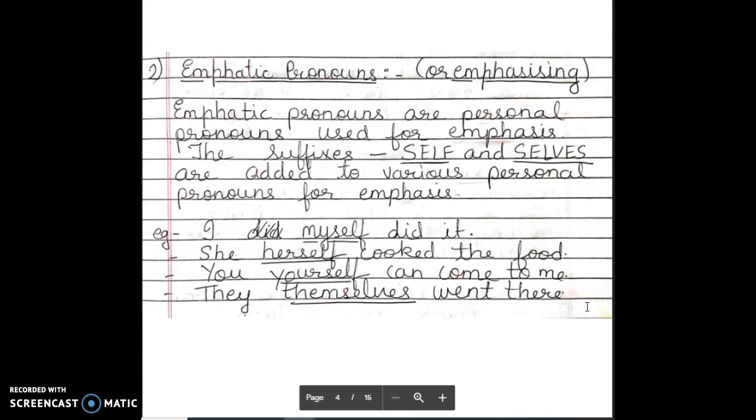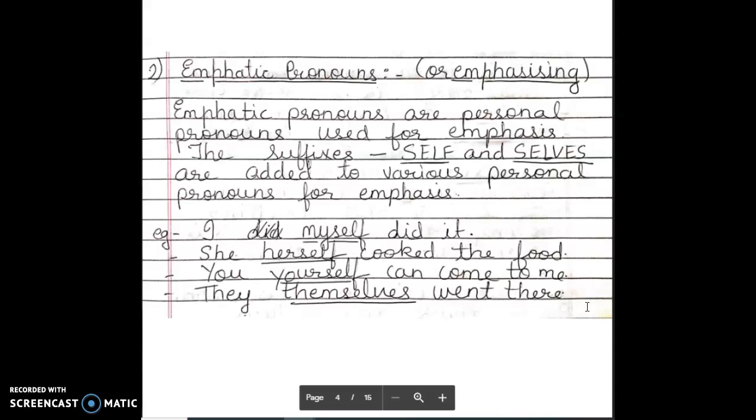And the next one is reflexive pronoun, the third one. Now there is a slight difference between emphatic pronouns and reflexive pronouns, as both of them carry the suffixes self or selves with them, such as myself, themselves, yourself, herself, himself. So self or selves are used in both the cases, in emphatic pronouns as well as reflexive pronouns.